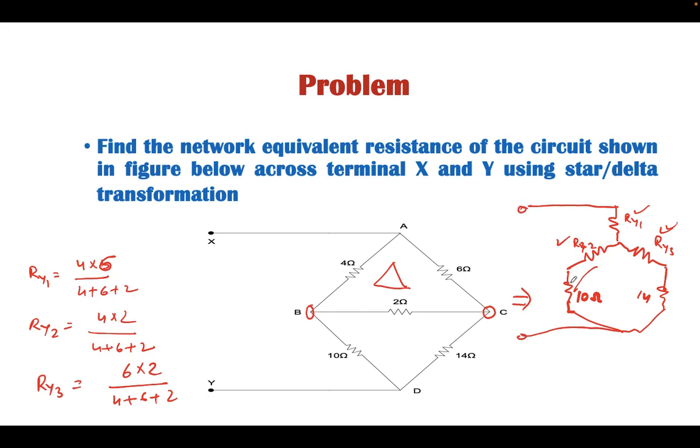Now these two elements are in series, and this series combination is in parallel. This parallel combination will be in series with this element, and hence we can easily calculate the resistance across terminals X and Y. R XY can be easily calculated in this network.